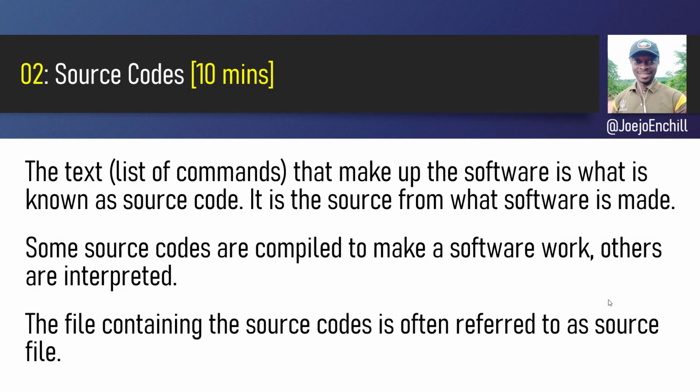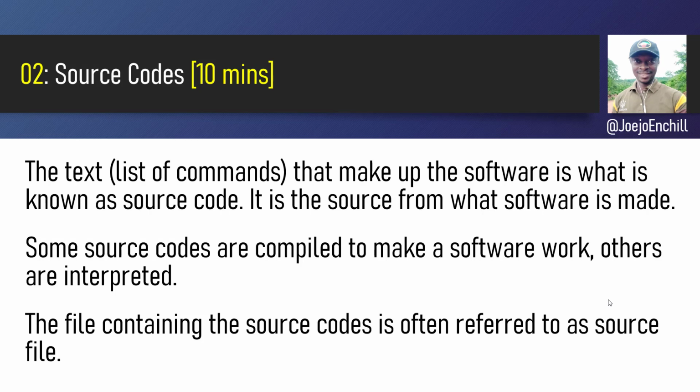Now, the series of instructions or the codes that are written to get the software done is what we refer to as source code. Let me repeat that again. Now, the list of instructions, or let's call them commands, or the text that software developers create to make a software is what we term as source code. That is to mean that it is the source containing the code from which software is made.